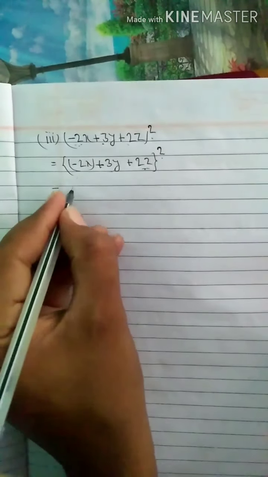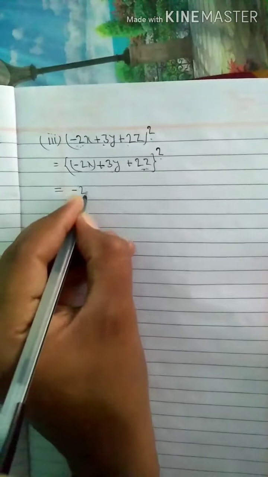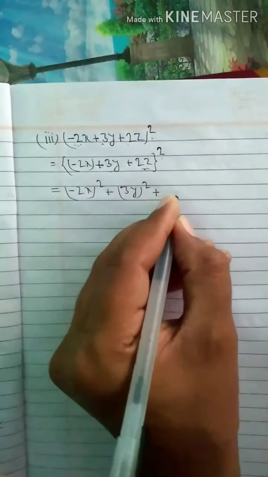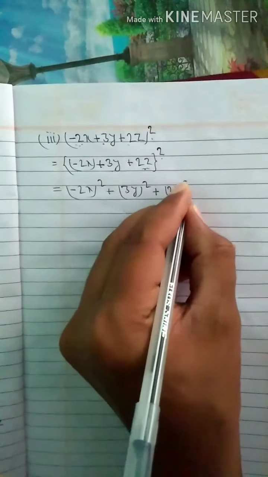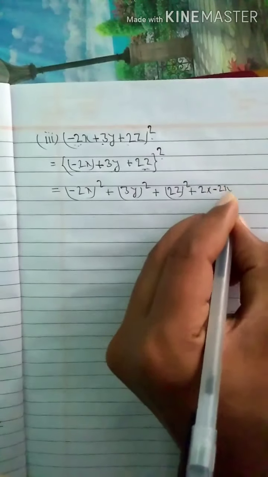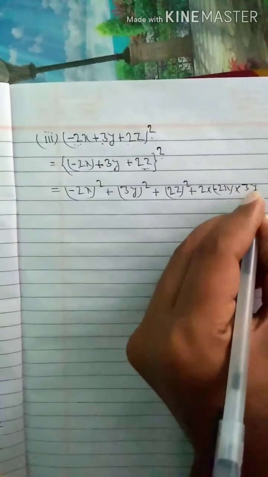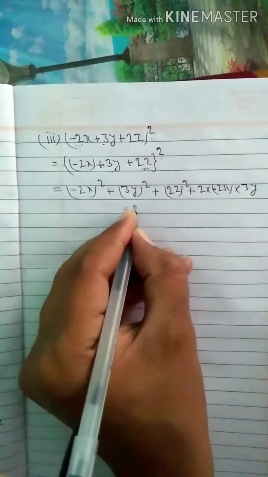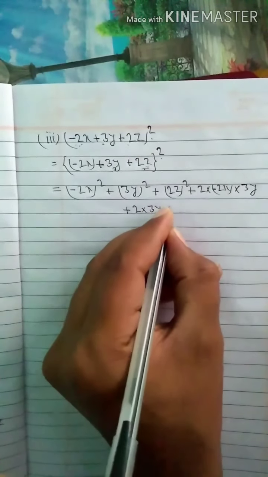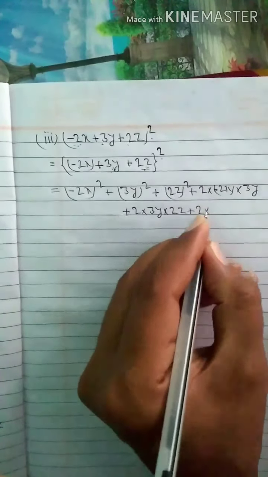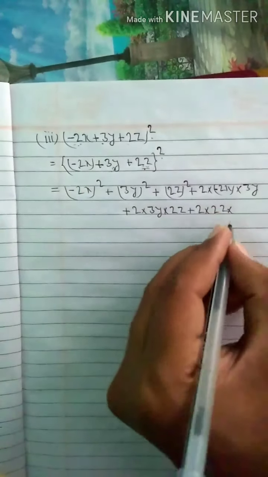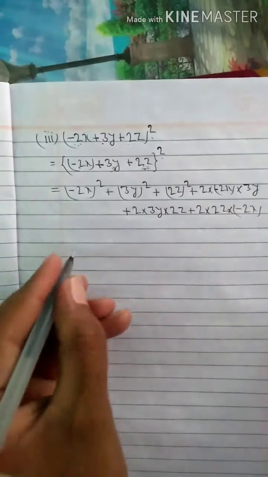So now expand it. The a², (−2x) whole to the power 2, plus b², (3y) whole to the power 2, plus c², (2z) whole square, plus 2ab, 2 into this −2x into 3y, plus 2bc, so 2 into b into c, 3y into 2z, plus 2ca, so 2 into c into a, 2z into −2x, and now simplify this.